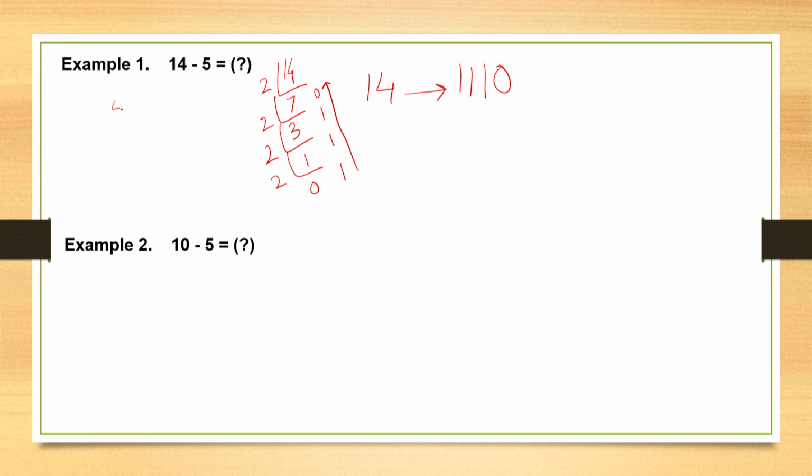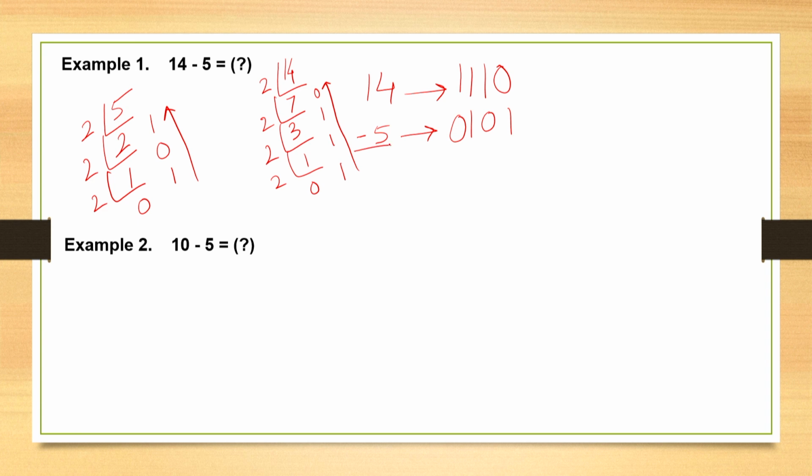In the same way, find the binary representation of 5. So, 2 2s are 4, remainder is 1, 2 1s are 2, remainder is 0, 2 zeros are 0, so remainder is 1. So, this will be represented as 101. This is 5. So, this bit will by default be taken as 0, so 0101.